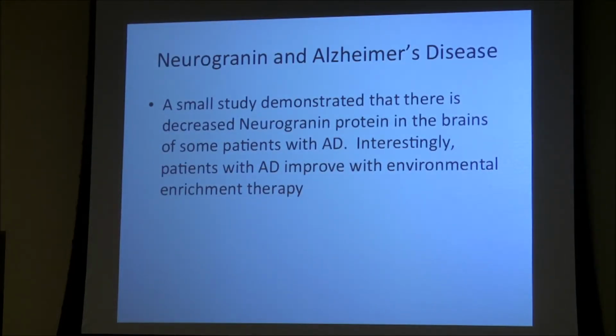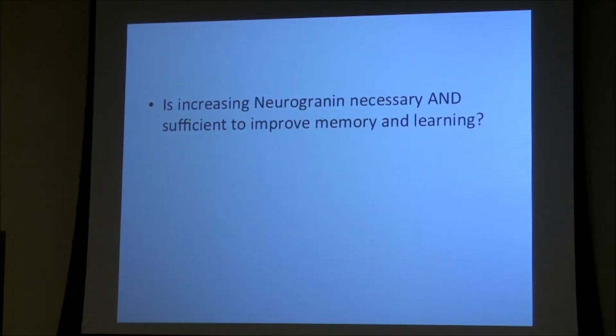And in fact, I think I already told you, it's been shown that in the brains of some patients with Alzheimer's disease, the neurogranin levels are actually diminished. But what we still don't know is, is increasing neurogranin by itself necessary and sufficient to improve memory and learning? And we actually are embarking on an approach to determine that, and that is we can overexpress neurogranin specifically in the brain of a mouse.